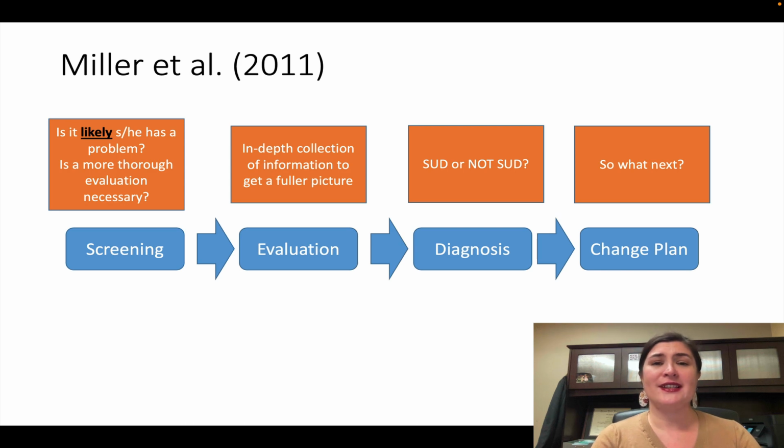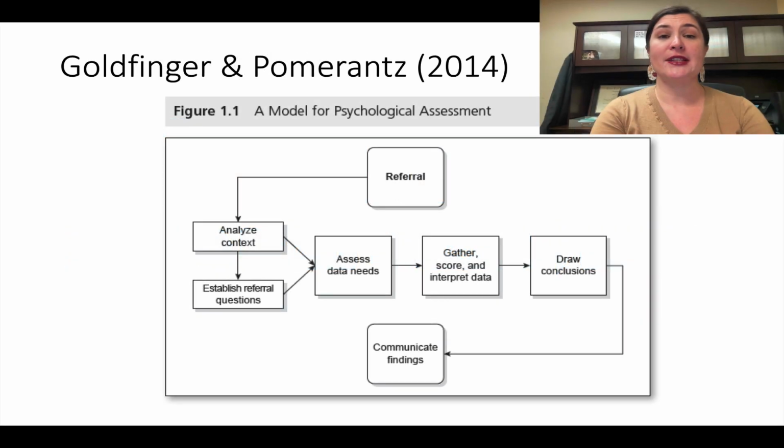Then the evaluation is the in-depth collection of that information to get a fuller picture of what's going on for this client. Then we diagnose them. Do they have a substance use disorder or do they not? And then what's next? This is where we give our recommendation for what their plan for treatment should be. And we may change it, we may adapt it, we may increase it based off of what was assumed from the beginning. Goldfinger and Pomerantz 2014 shows this as the model of psychological assessment.